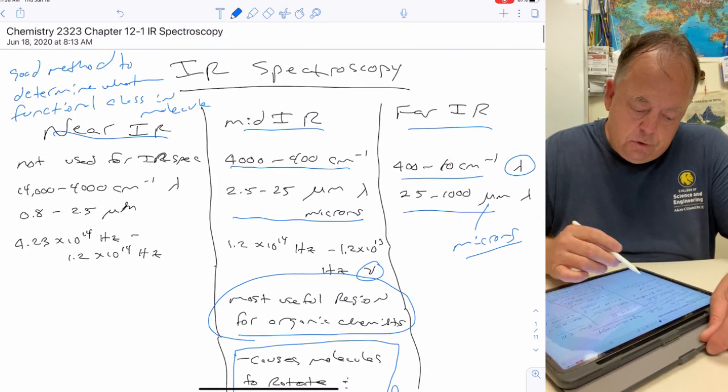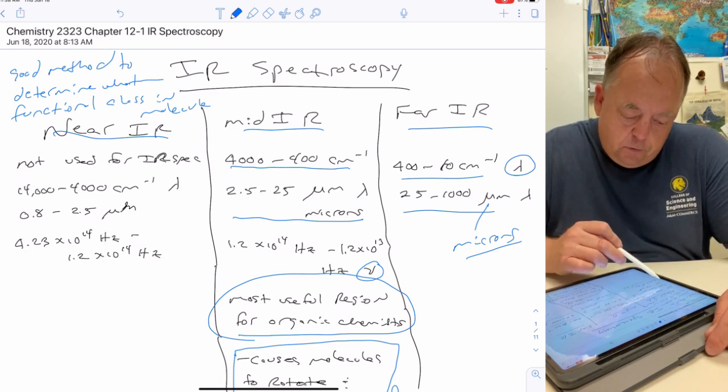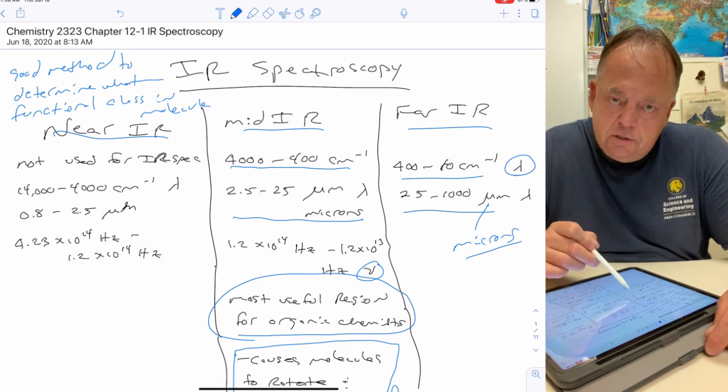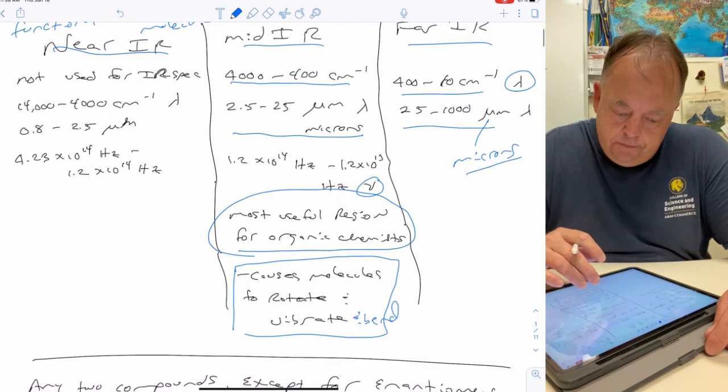And then you have what's known as the near IR, which is not used for IR spectroscopy either, but that's from 14,000 to 4,000 inverse centimeters wavelength, or from about 0.8 to 2.5 microns.